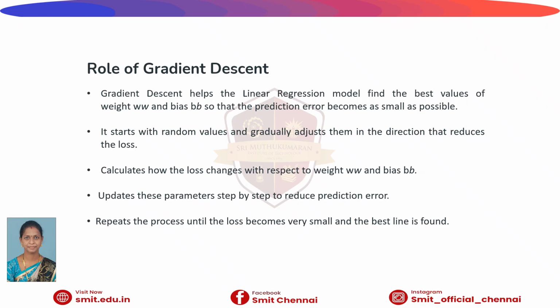Role of gradient descent. Gradient descent plays a significant role in linear regression and other machine learning algorithms. It helps the model find the best values of weight and bias so that prediction errors become minimum. Initially, random values are assigned to the parameters, then the algorithm repeatedly adjusts these values in the direction that decreases the loss. This iterative process continues until the model converges to the best solution.